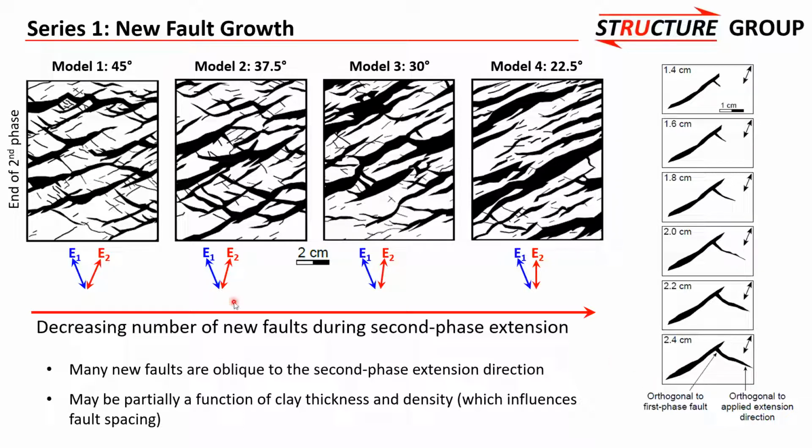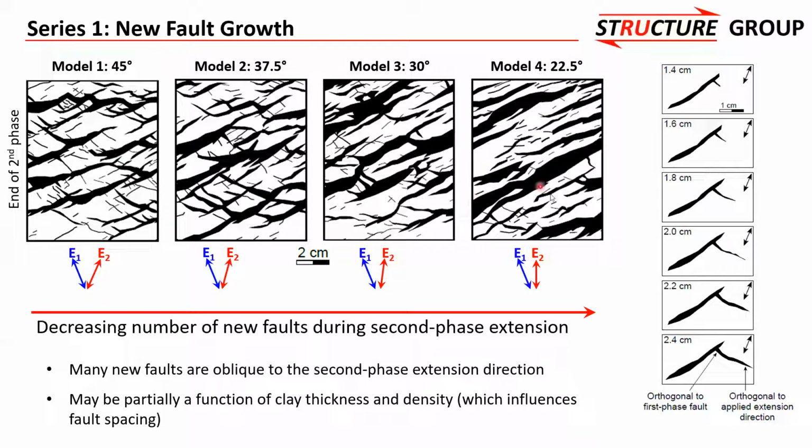And so then what you see in the line drawings is, in model 1, you have a lot more faults that are propagating outward, initially perpendicular and then bending to reflect the regional extensional direction. Whereas in model 4, you have only a few faults that are actually initiating and propagating outward from those pre-existing faults. Some of this may be partially a function of the clay thickness and density, which does affect some of the fault spacing. Depending on the clay cake that is used, you might end up with a different fault spacing and therefore different fault orientations, but the general trend is still the same: the new faults will initiate and grow outward.